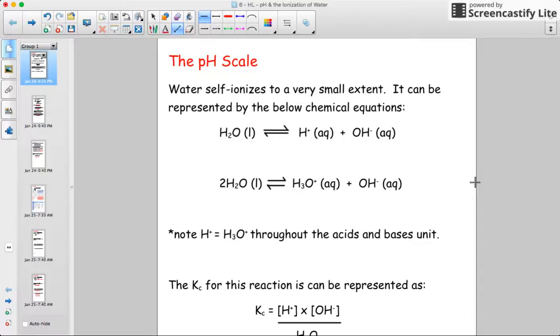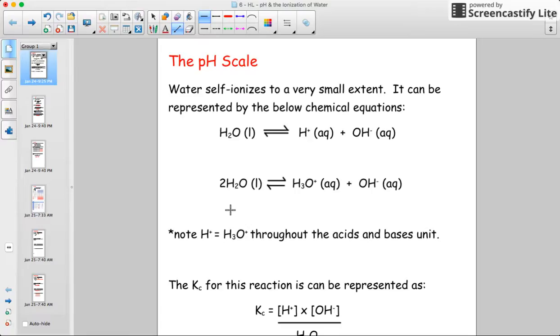If you're going to understand the pH scale, you need to understand a little bit about water. Water will actually react with itself and do what we call self-ionization. You can think of it as one water molecule doing this or two water molecules doing this. But essentially, what you end up with is that water, to a very small extent, will split and create H+ ions and OH- ions.